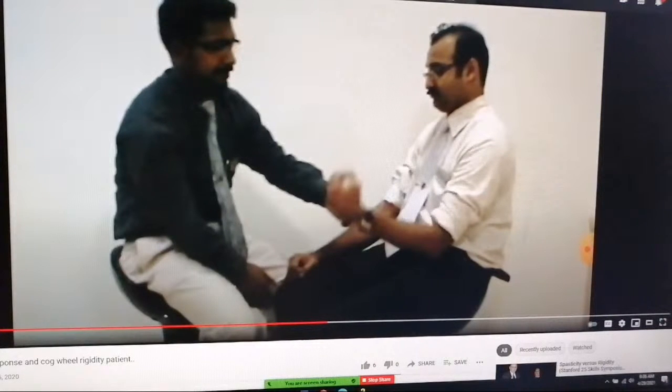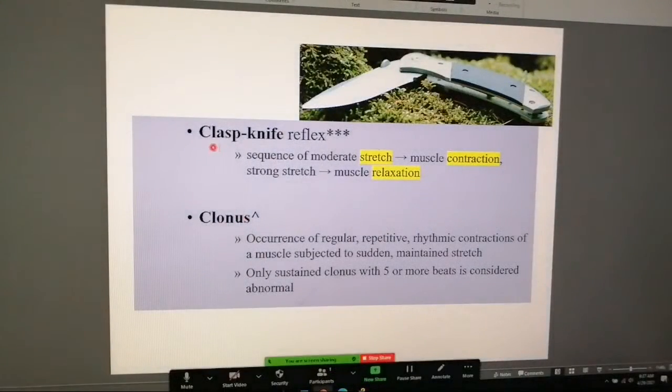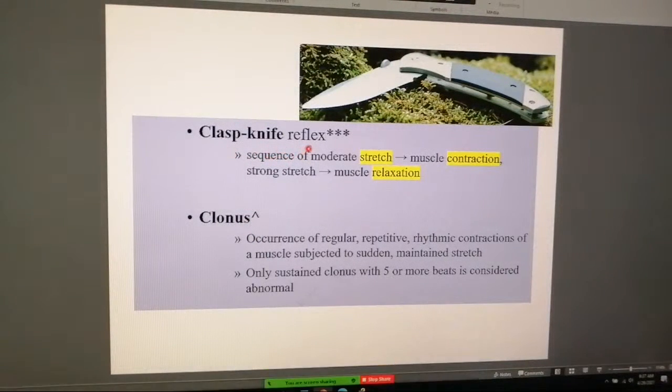Okay, another video in which you can see the lower limbs. So this is an actual patient. See the resistance initially and then just the give in at the end. There you go. Okay, I hope that you got that. All you need to do is just type in clasp knife reflex or clasp knife rigidity in YouTube and you're good to go. Now, let me just explain to you what just happened.